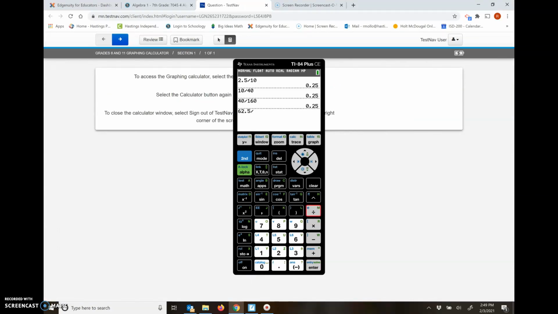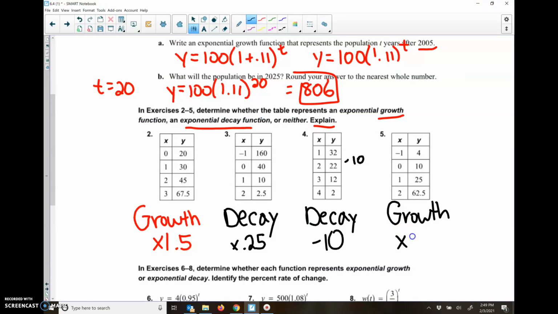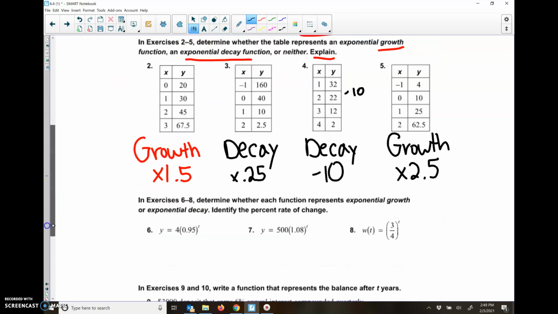So 62.5 divided by 25. Remember, start at the bottom. I get 2.5. 25 divided by 10, I get 2.5. And then 10 divided by 4, and I get 2.5. So we are growing very consistently by 2.5 each time.